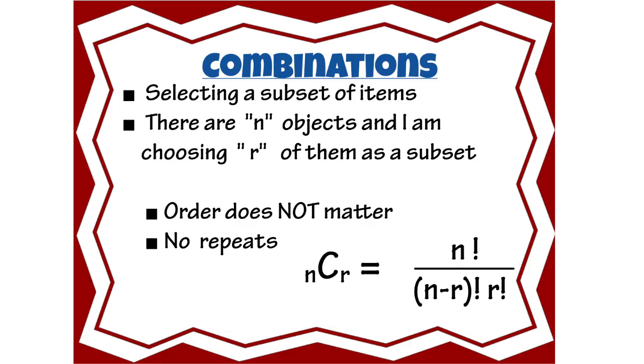This is no longer called a permutation. It is now called a combination. So you're selecting a subset of items. So I had the 7 people and I selected a subset of 4 people. So there's N objects and I'm choosing R of them. That's still the same deal. But the big difference here is order no longer matters. I still cannot do repeats for this to work. It's still going to sit there and decline. But instead of a P, now we're going to use a C.